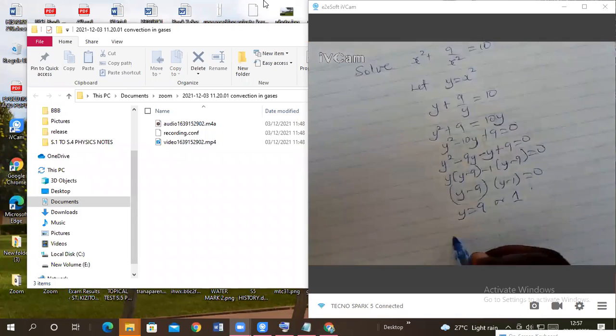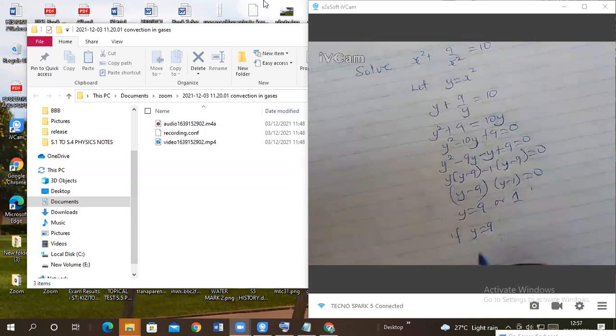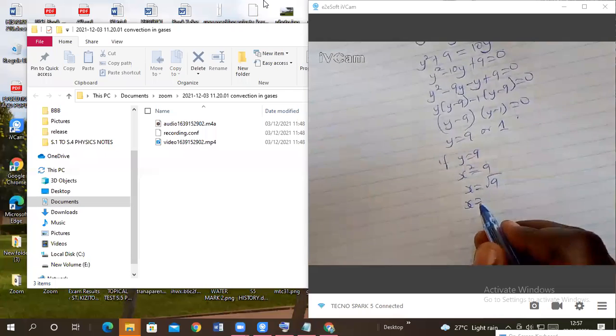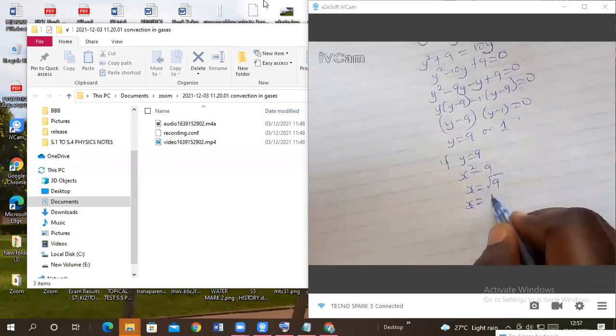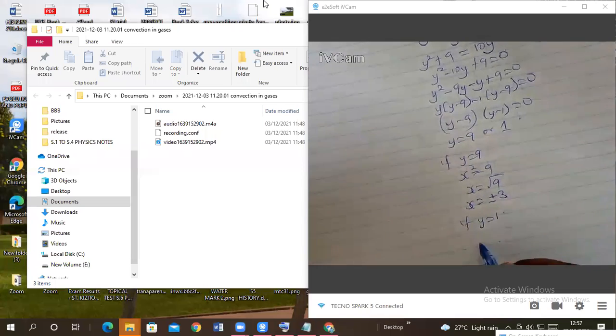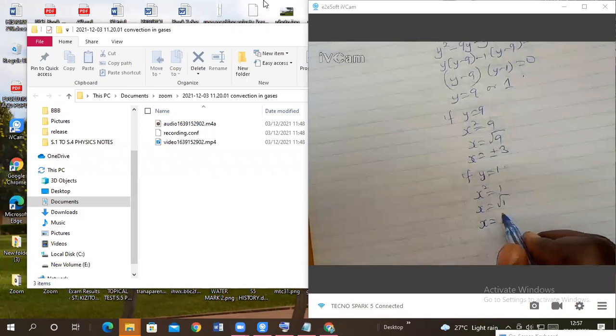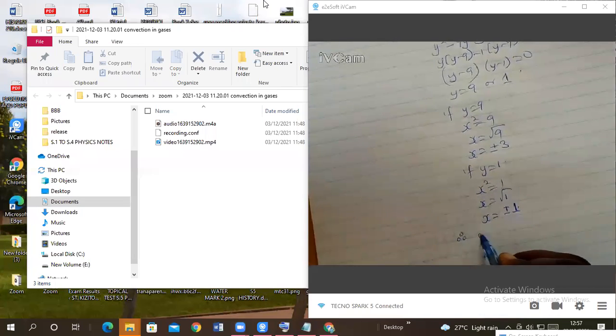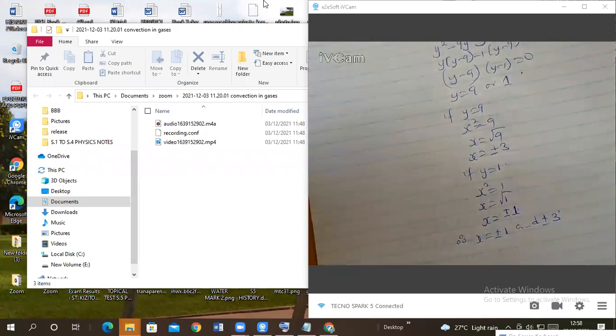Remember, y was x squared. So if y is 9, then it means that x squared is equal to 9. And x becomes root of 9. What is the square root of 9? Positive or negative 3, very correct. Now, if y is 1, it means x squared is 1. And x is the square root of 1, which is positive 1 or negative 1. Good. So there are 4 values of x, which are positive or negative 1 and positive or negative 3. Is that okay?